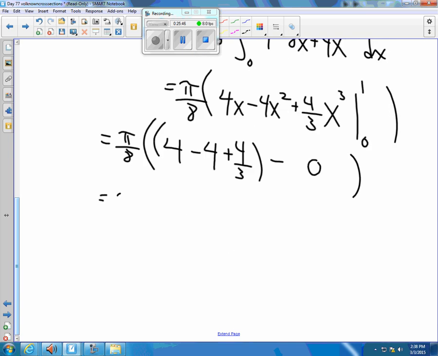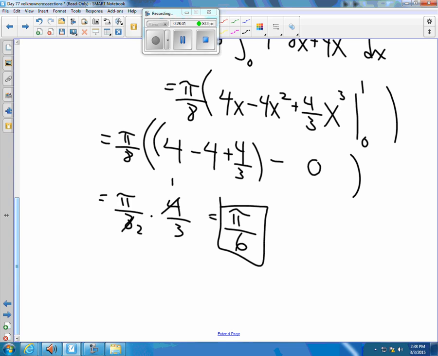So we have the pi over 8 out here. 4 minus 4 plus 4/3 is just 4/3. So when we multiply, we can simplify this a little. We get the volume is equal to pi over 6.